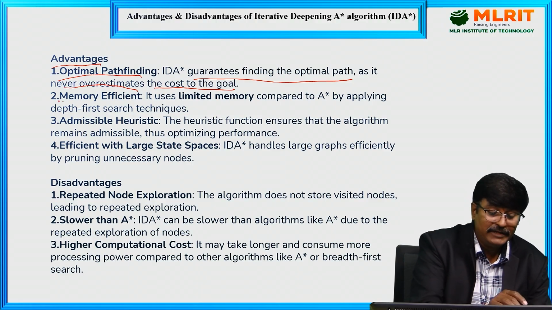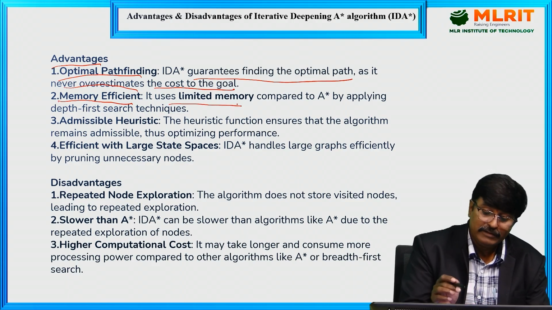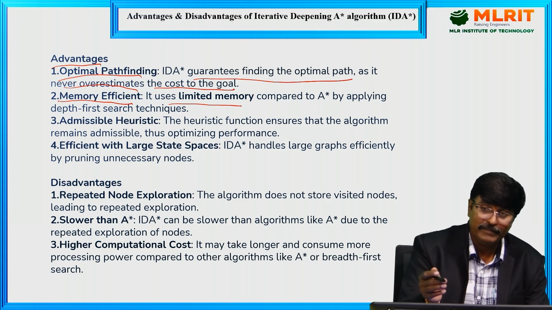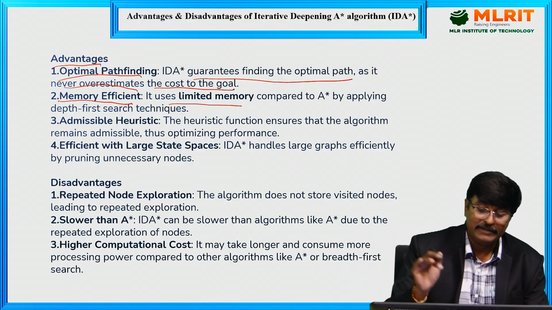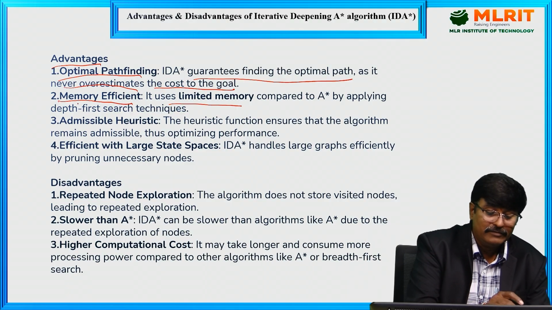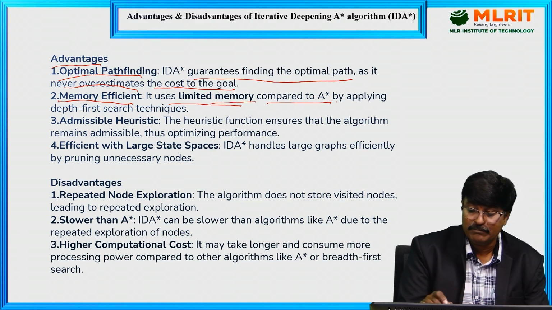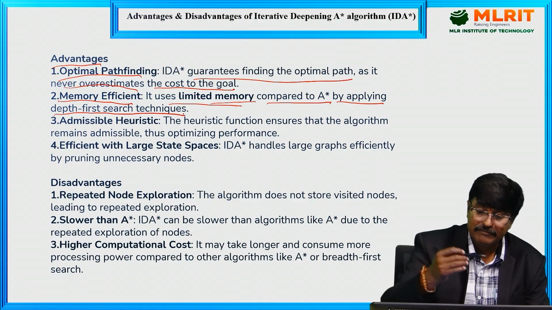Memory: it is memory efficient. It uses limited memory only, because you are not keeping all the nodes in the open list. In the A-star algorithm, you keep the open list, and if a node is visited you keep it in the closed list. It is not like this here. You are in the pruned list only, and the pruned list you are not storing. Memory efficient, limited memory compared to A-star, by applying the depth first search technique, and every time you add threshold values you are keeping.